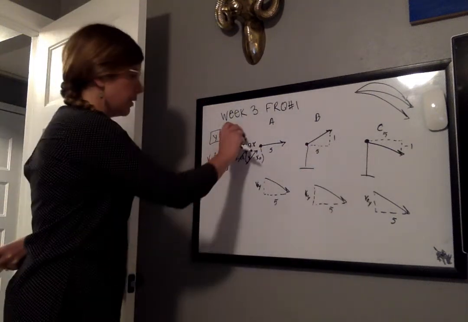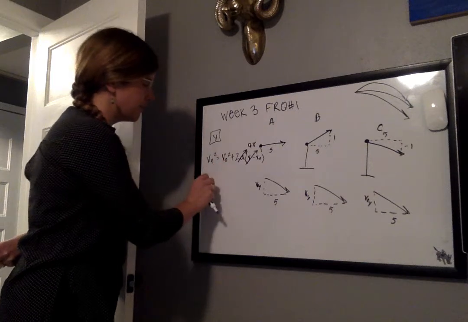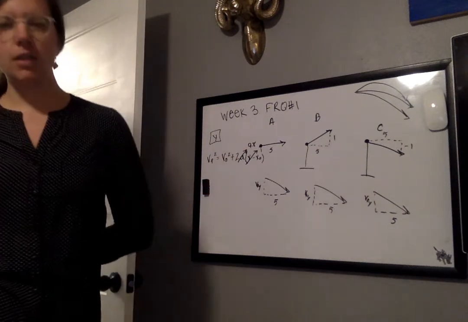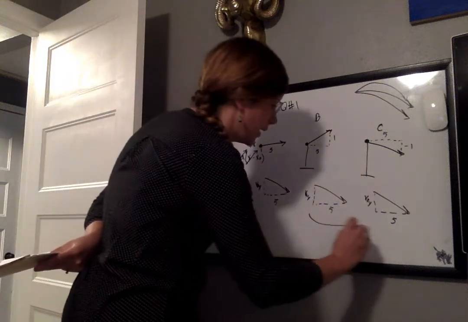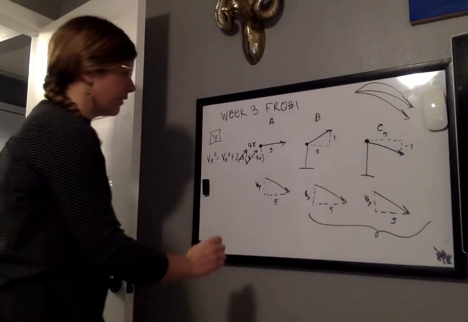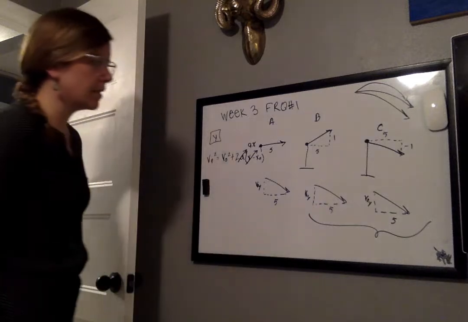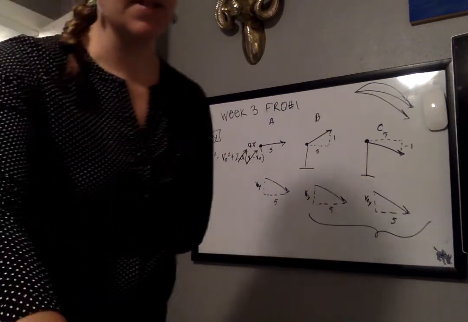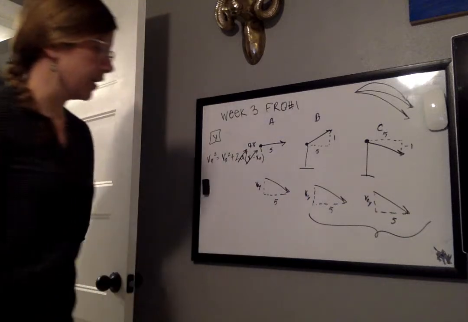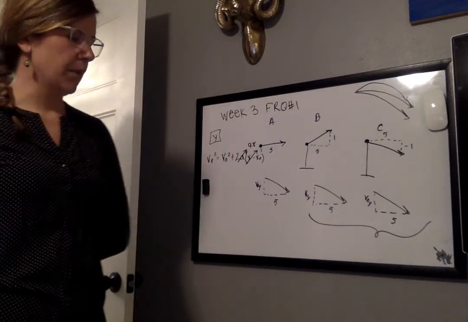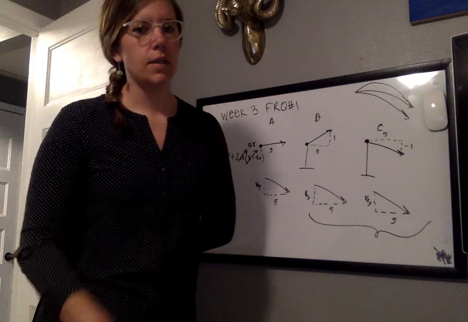I want you to think about what is 1 squared? 1. But what about negative 1 squared? That is also 1. Therefore, A is going to have the smallest velocity, and then B and C will have the largest velocities because they will have a larger component right here, larger final velocity component. So check out that student exemplar.